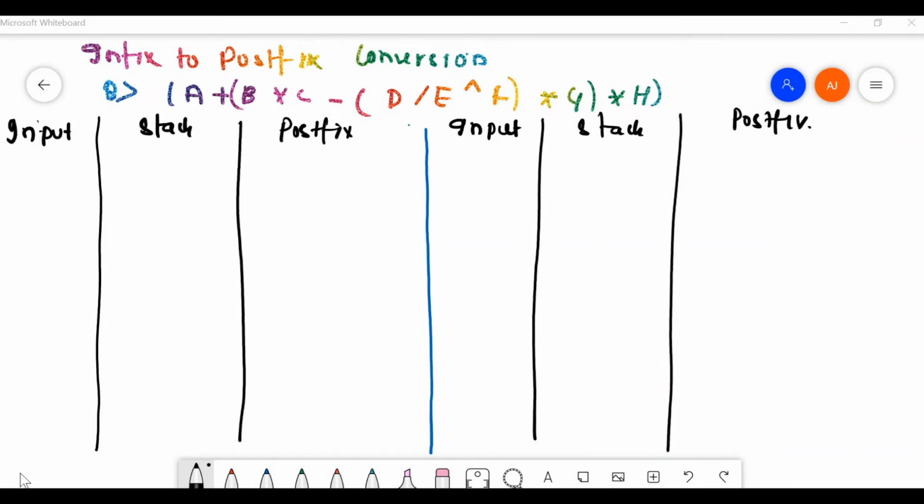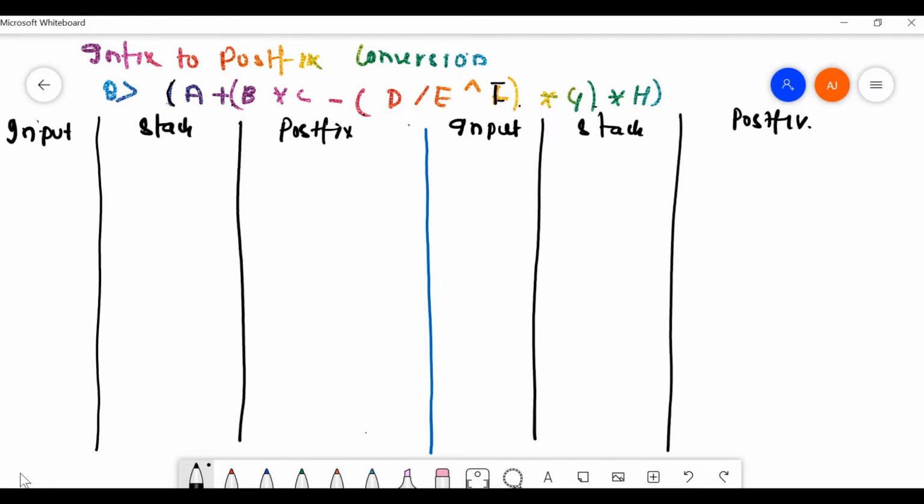Now let's solve the question. The question is infix to postfix conversion. The expression is bracket open, a plus, again bracket open, b into c minus, bracket open, d divide by e power f, then bracket close, into g, bracket close, into h, bracket close. So there is a bracket for this, for this, and for this. So we are going to perform this conversion. I have made two tables here because I know I will not be able to complete it in a single table. After completing here I'll jump to this portion. These two are the same table, only in two portions.